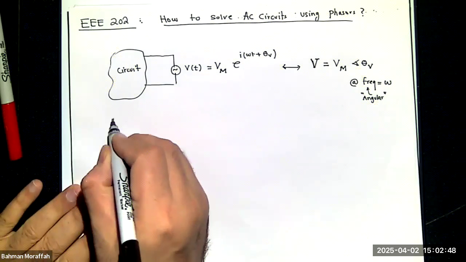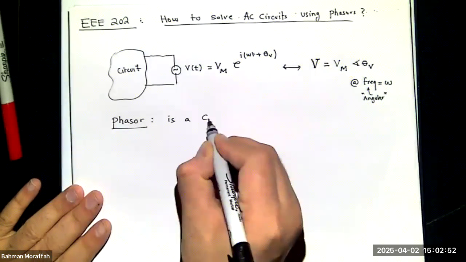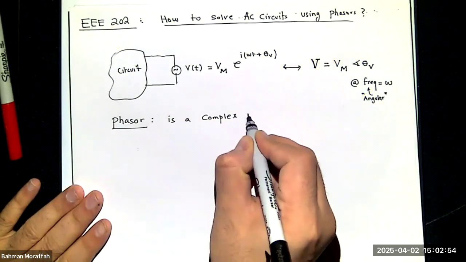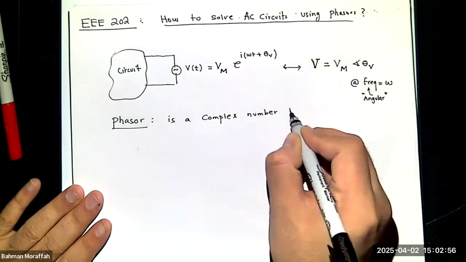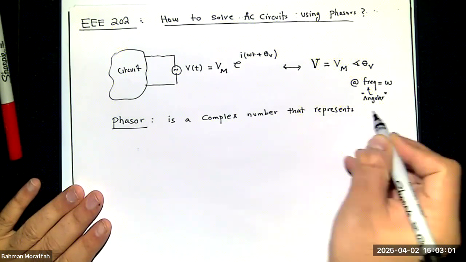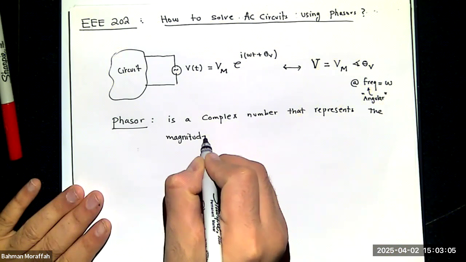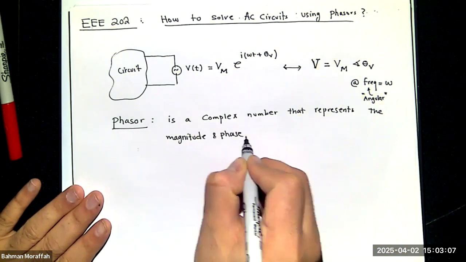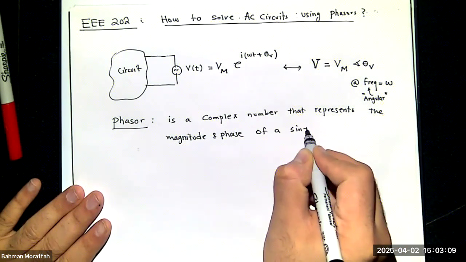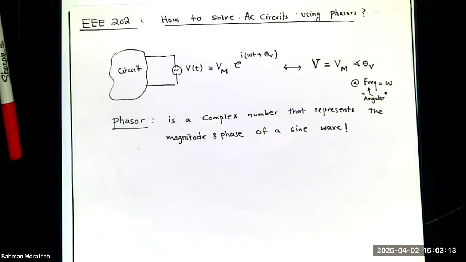So a phasor is a complex number that represents the magnitude and the phase of a sine wave. Right?